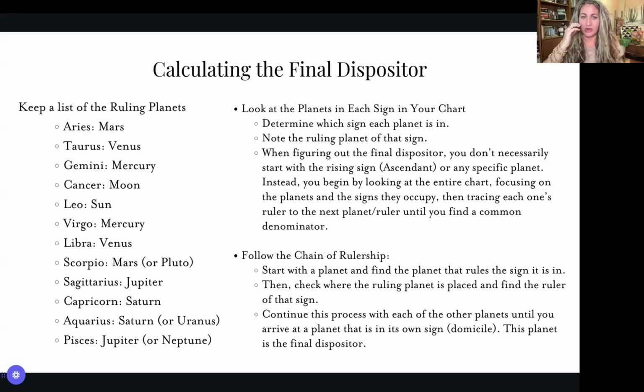Mars rules Scorpio. When you're figuring out the final dispositor, you don't have to go in order. You don't have to start with the ascendant. Of course, I like to go in order, but you don't have to, because it's all going to boil down to one common denominator, and you're just going to follow the chain of rulership. You start with a planet, find the planet that rules the sign that one is in, check where that ruling planet is placed, and just keep going. Let me show you what that looks like.